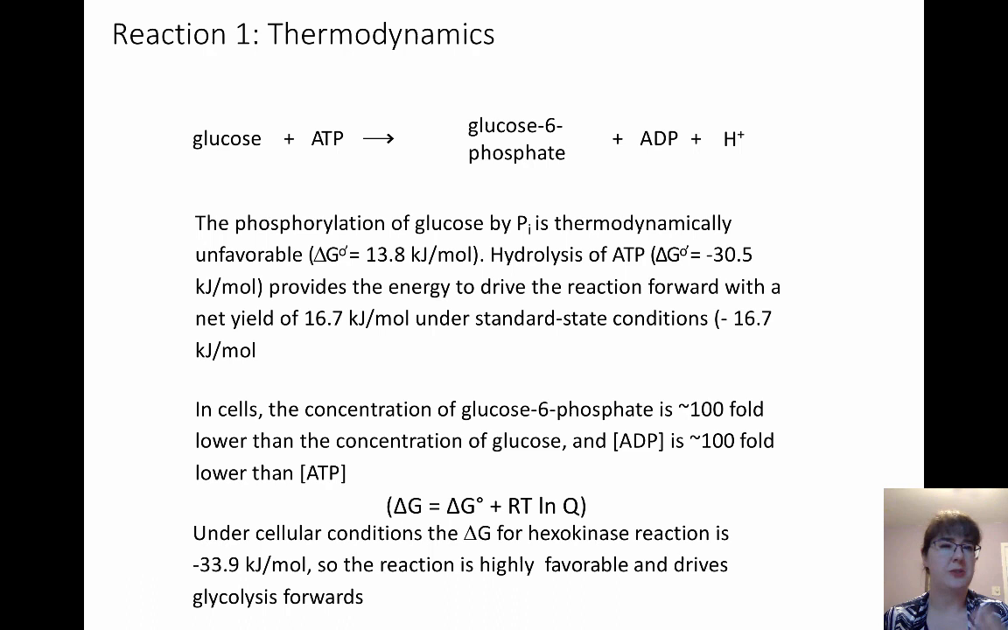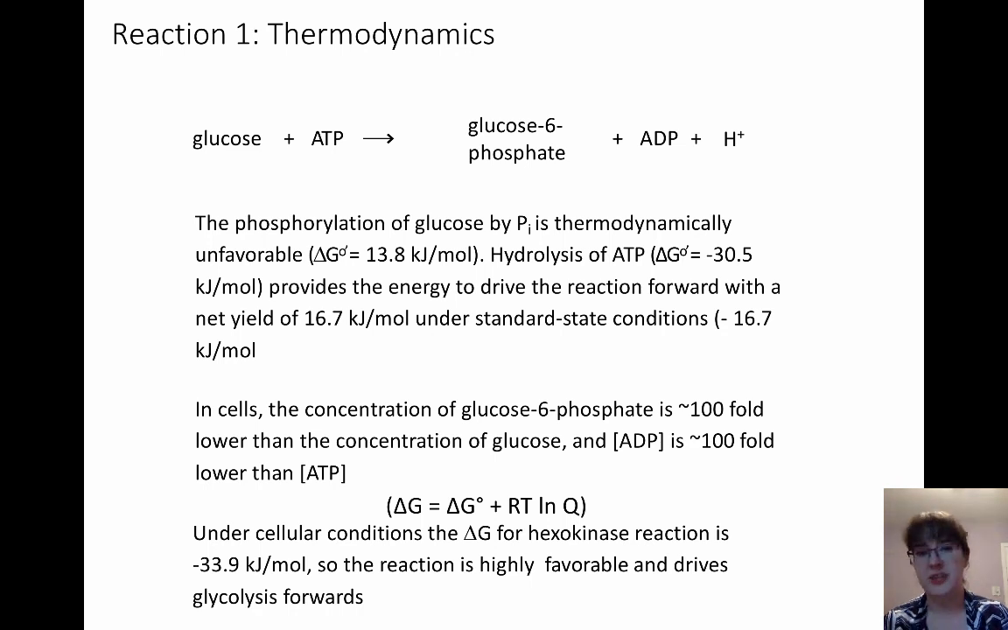Remembering that we used to have this equation we talked about in thermodynamics, where we could talk about the delta G value and what was actually happening right now in whatever conditions we had, and we were talking about the fact that we would use Q, which is products over reactants. It's been a while since we looked at that, so just that reminder that those concentrations do play a role in whether or not a reaction moves forward. Under cellular conditions, the actual delta G value is going to be this negative 33.9, which again, highly favorable, is going to drive our reaction forward.